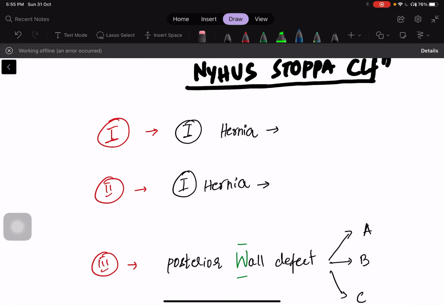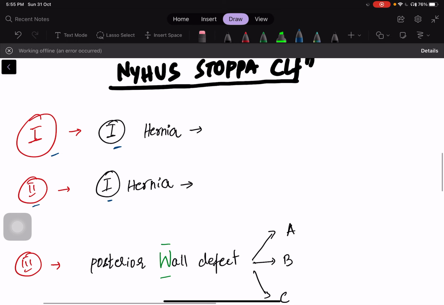After covering all three important classifications, the one you must know is the Nyhus classification. In this classification, there are four types: type 1, 2, 3, and 4. I have written them similar to the indirect hernia so that you can remember. One being the indirect hernia, two is similar to a two as well. So the first two are the indirect hernias. The difference between them is the comment about the deep ring.